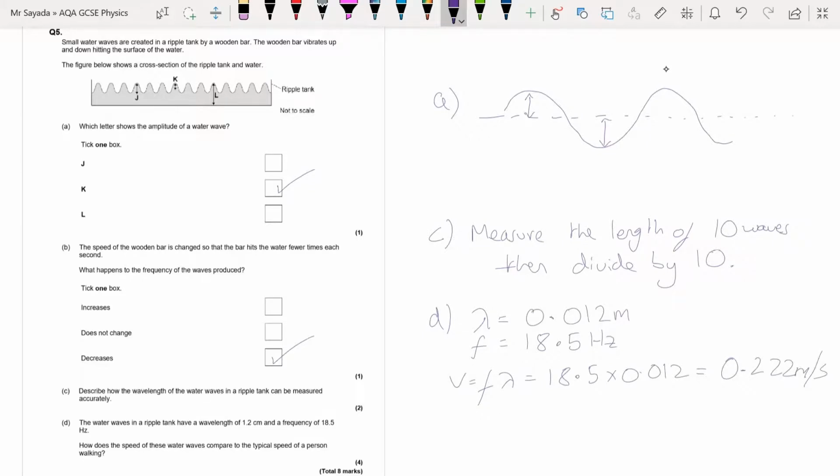Now you need to know the typical speed of a person walking off by heart. The typical speed of a person walking is around 1 to 2 meters per second, so between 1 and 2 meters per second. Therefore, the speed of these water waves is way less than the speed of a person walking. So the speed of the water waves is less than a typical person's walking speed.